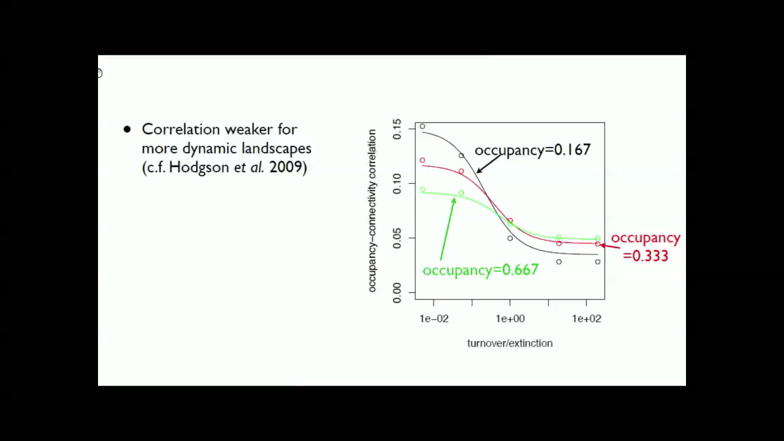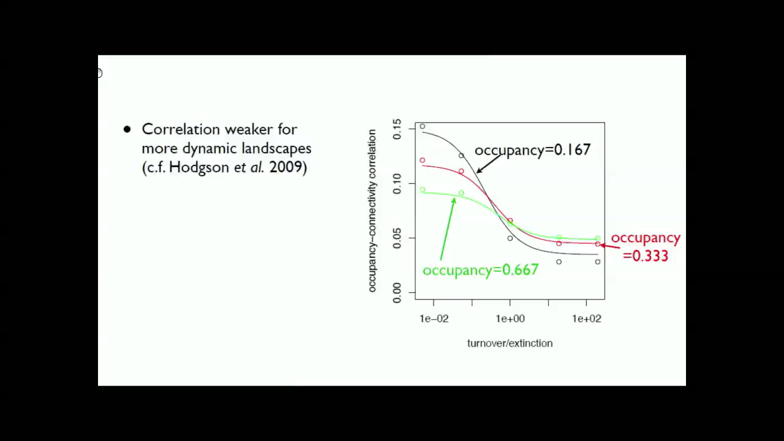So I've kept the metapopulation parameters in a certain relationship to make sure that as I move down this curve, the occupancy stays constant. Because if I just made the patch turnover more rapid whilst keeping everything the same, actually the occupancy would go down. So I've had to tweak the other parameters as this happens. But what you can see is that the correlation always gets weaker for more dynamic metapopulations. And this was observed by Jenny Hodgson some years ago in empirical and also simulation data.